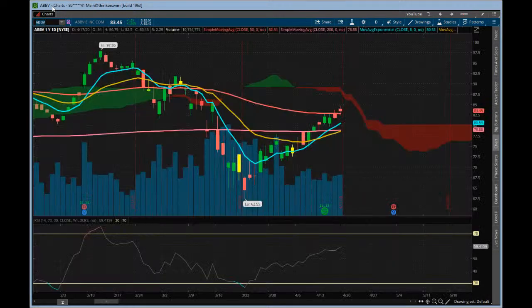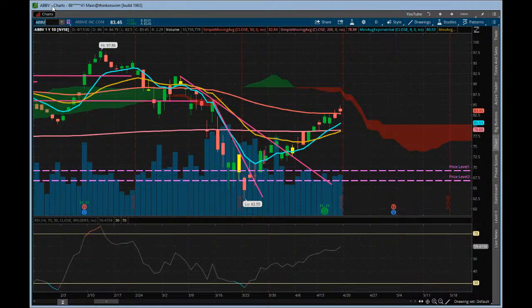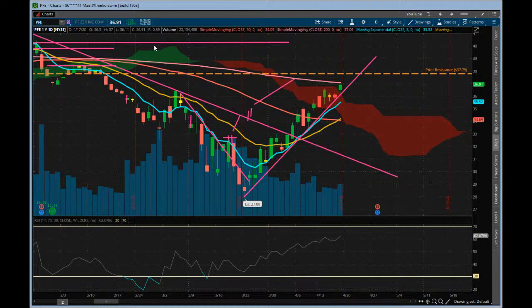AbbVie, spinning top at the 50-day. So see if we can hold that as potential support. And then PFE just holding trend right here, right at the 200-day.